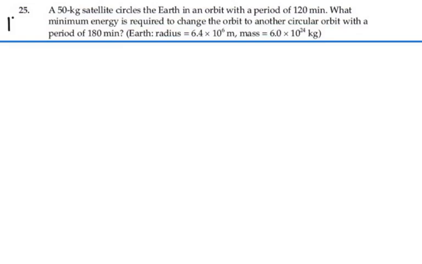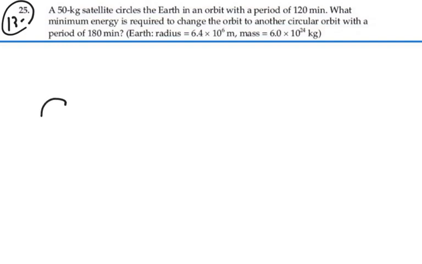Here's problem 1325. A 50 kilogram satellite circles the Earth in an orbit with a period of 120 minutes. What minimum energy is required to change the orbit to another circular orbit with a period of 180 minutes? Earth radius is 6.4 times 10 to the 6 meters. Mass is 6 times 10 to the 24 kilograms.